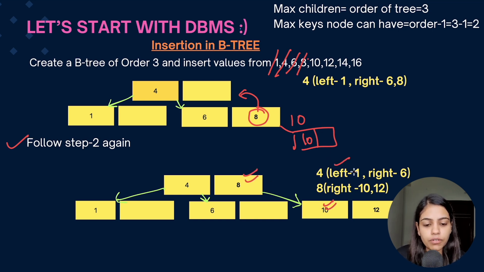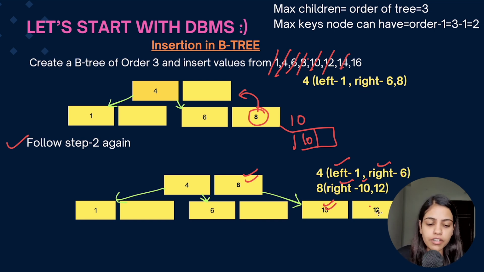So to the left of 4 we are having 1, to the right of 4 we are having 6, to the right of 8 we are having 10. Now we have to insert 12. We can insert 12 to the right of 8 because it is greater than 8, so we have inserted 12 as well. Now we have to insert 14, but how will we insert 14?